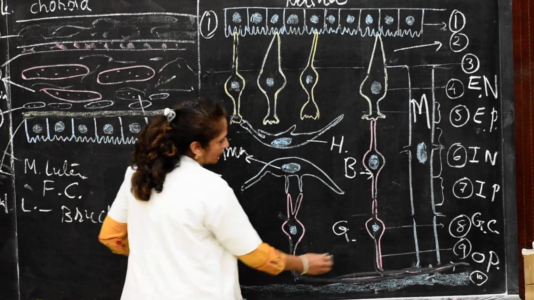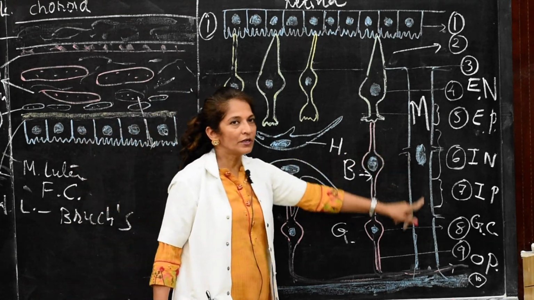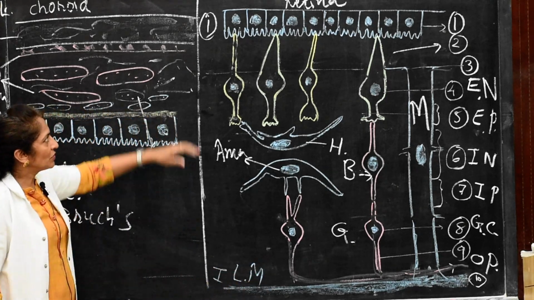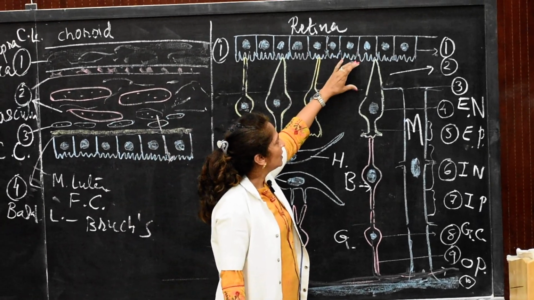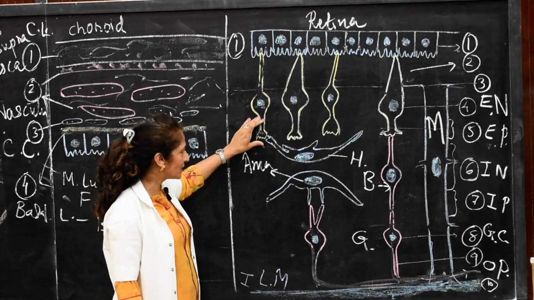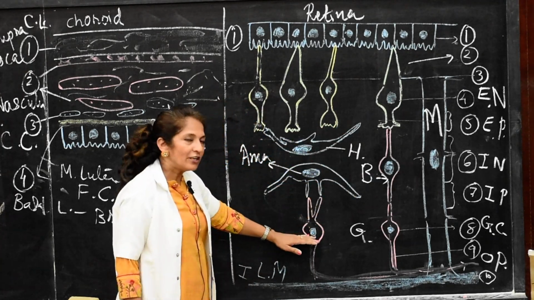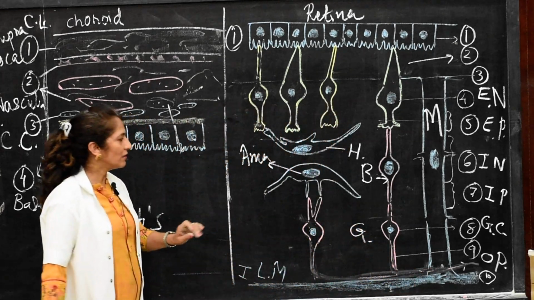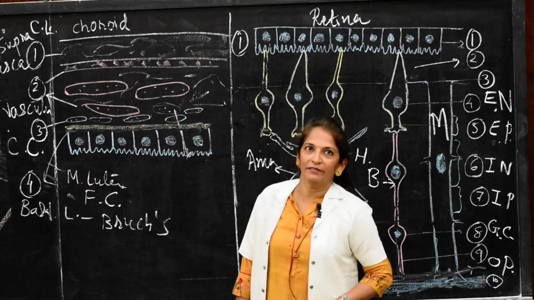And the last layer, formed by the processes from the Muller cells, is the internal limiting membrane. So these are the layers present in the retina. Again: pigment cell layer, layer of rods and cones, external nuclear layer, external plexiform layer, internal nuclear and internal plexiform layers, then the ganglion cell layer, axons that form the optic nerve, and the internal limiting membrane. So that is all about the histology of the retina. Thank you.